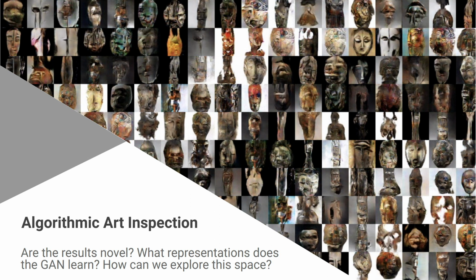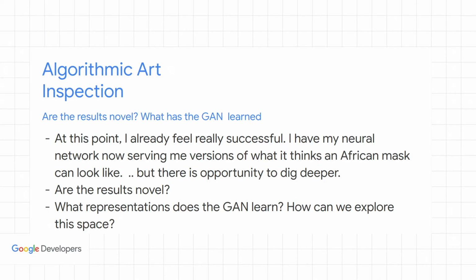And so at this point, as a good research scientist, I have these really nice images, and the thing that's on my mind is, are the images actually novel? Like, has the GAN actually come up with new African art pieces, or has it just memorized what's in the input data set? Other questions are, what kind of representations does the GAN learn, and how can we actually explore this space?